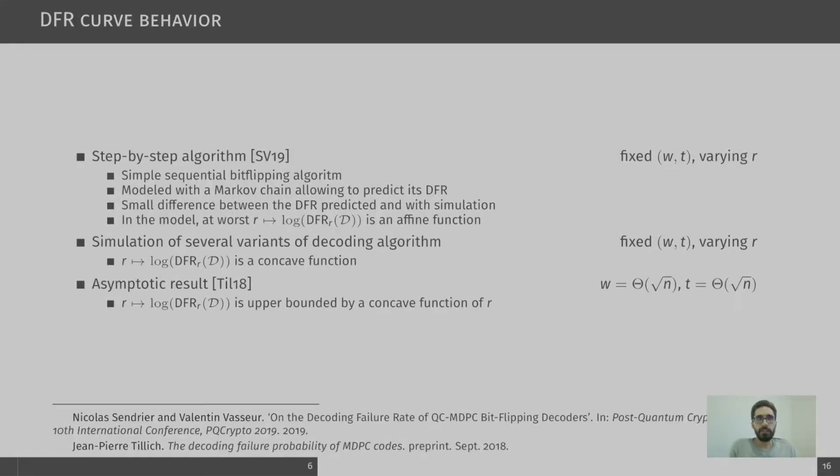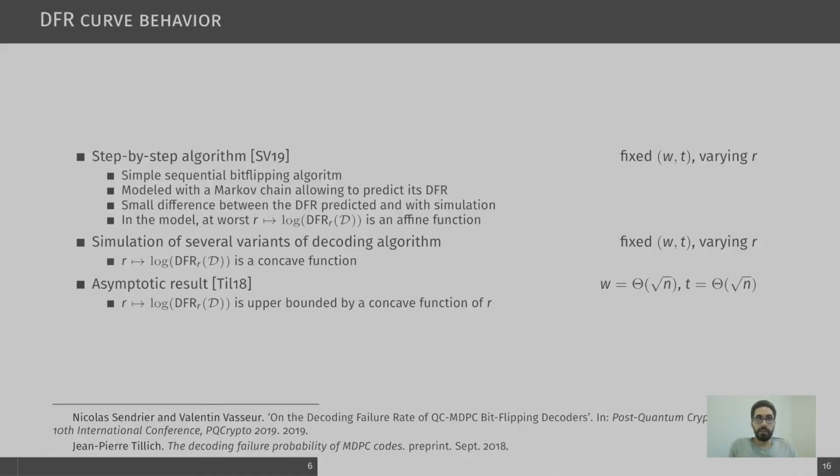So what can we say about the DFR of a QC-MDPC decoder? In a previous work, we designed a simple sequential bit flipping algorithm, and we showed that it can be modeled using a Markov chain. With this model, you can calculate the probability of failure. So you can predict the DFR of this decoder for a given set of parameters W, T, and R.